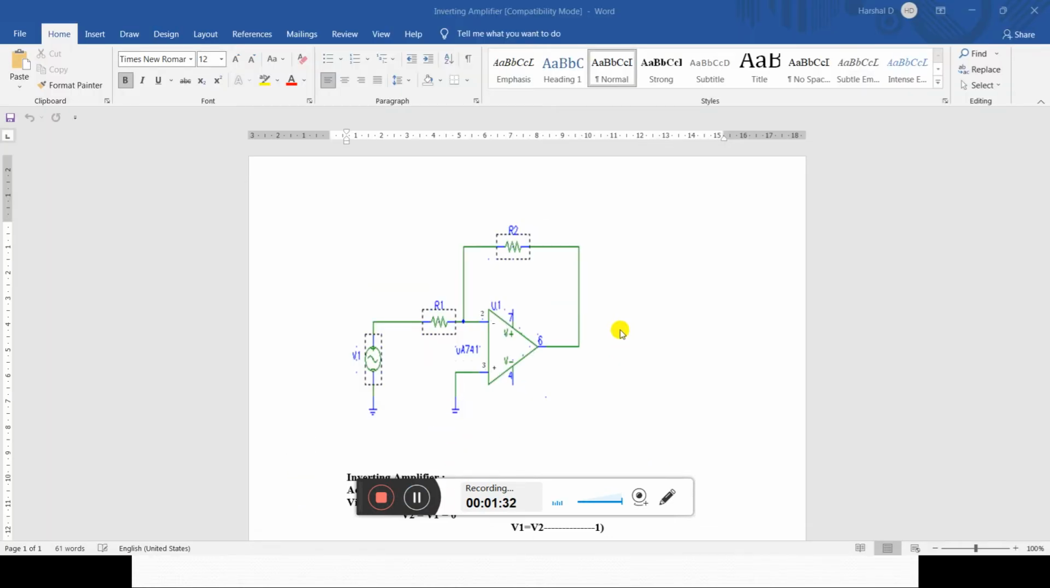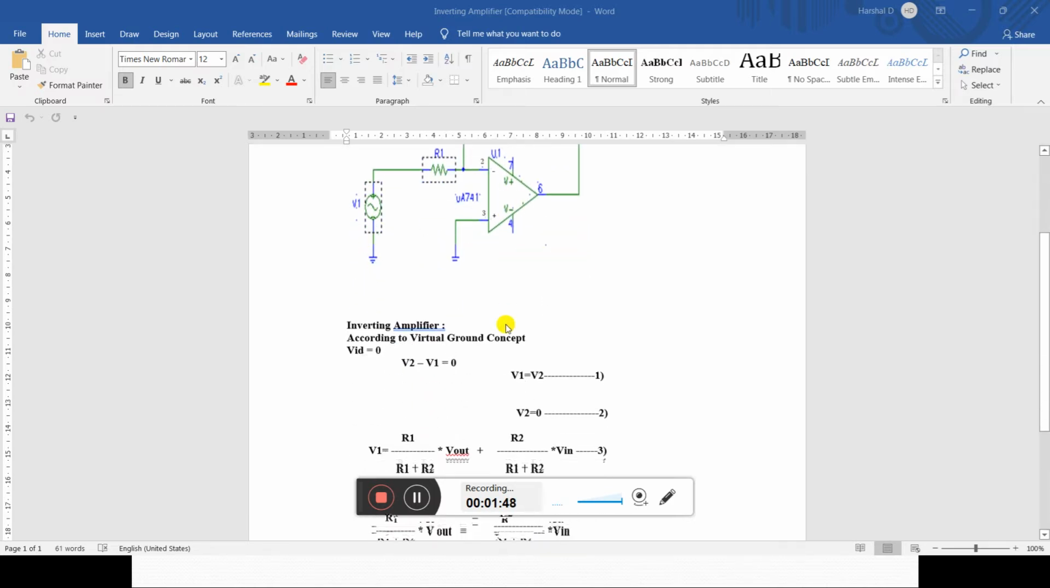As in this diagram, pin number 2 is connected to the power supply, pin number 3 is connected to the ground, pin number 7 is required plus VCC, pin number 4 is required minus VCC, and feedback is connected to the R2 terminal. Now in the inverting amplifier, according to the virtual ground concept, VID is equal to 0. VID, that means the differential voltage V2 minus V1, is equal to 0. This is derived from the virtual ground concept.